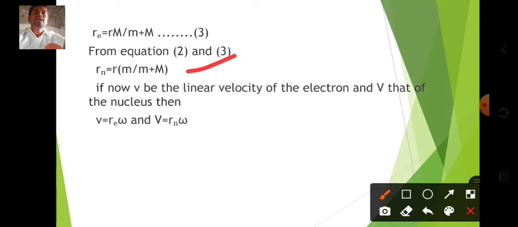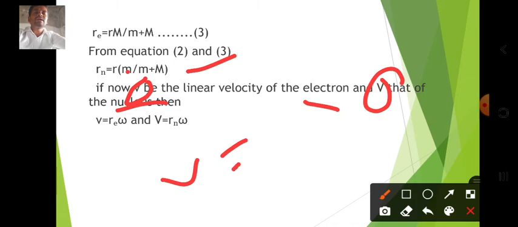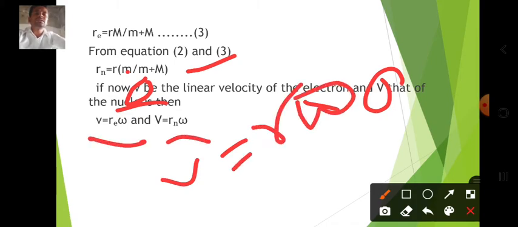For Re, capital M is in the numerator, and here we got small m. Now, if small v is the velocity of the electron and capital V is the velocity of the nucleus, we know that linear velocity equals radius into angular velocity. So these are the relations.